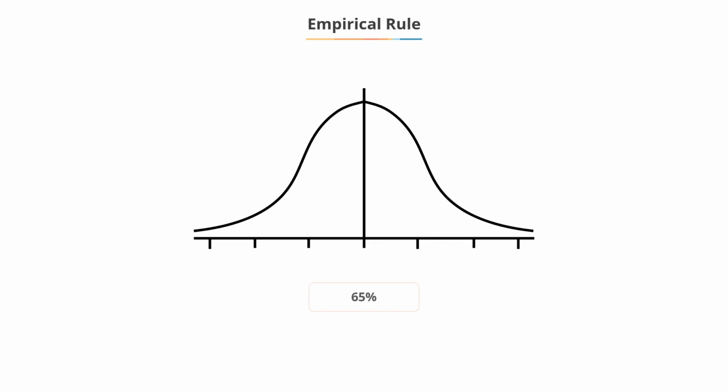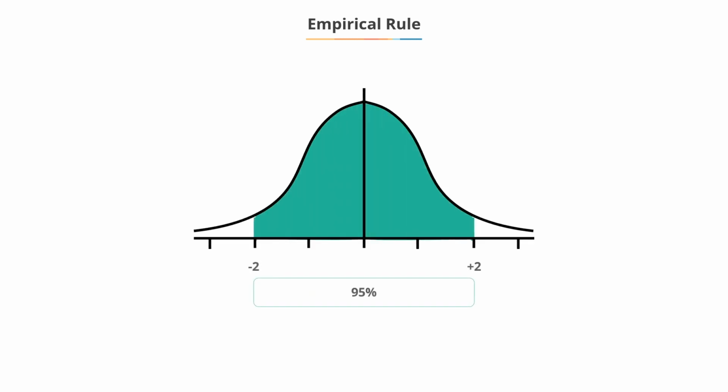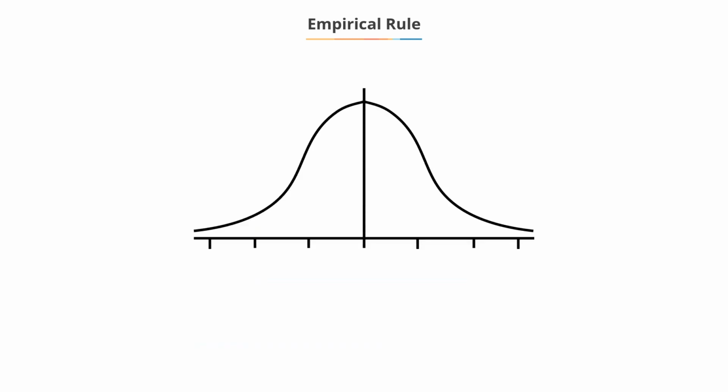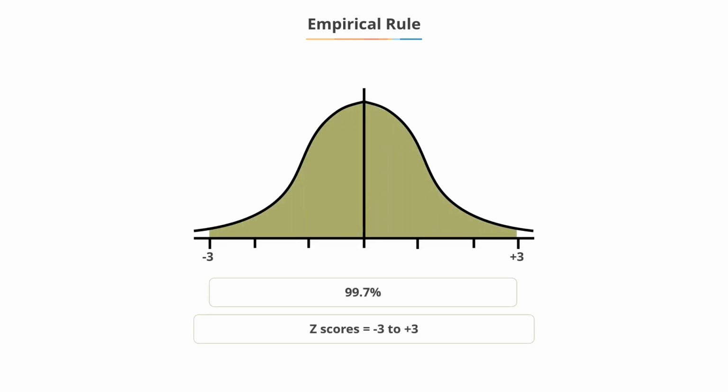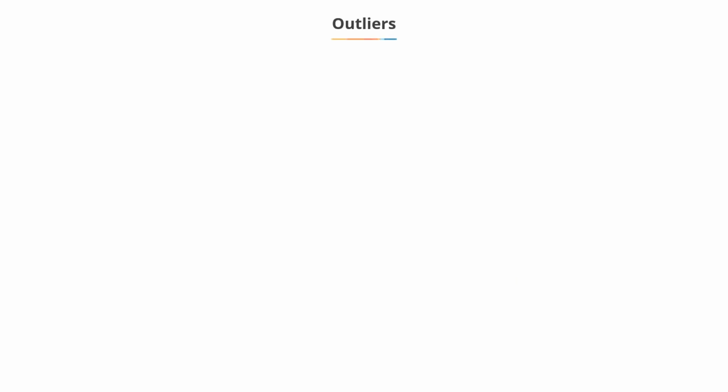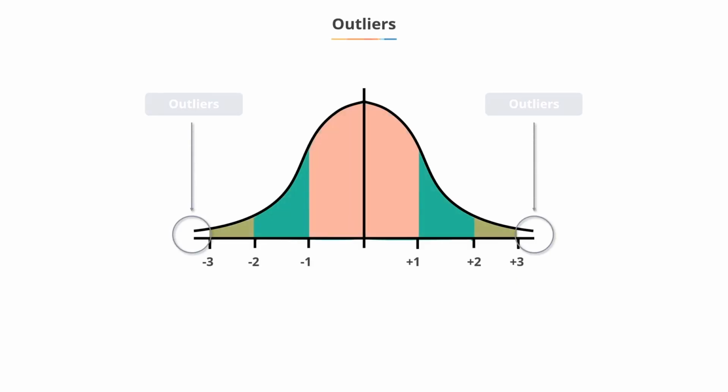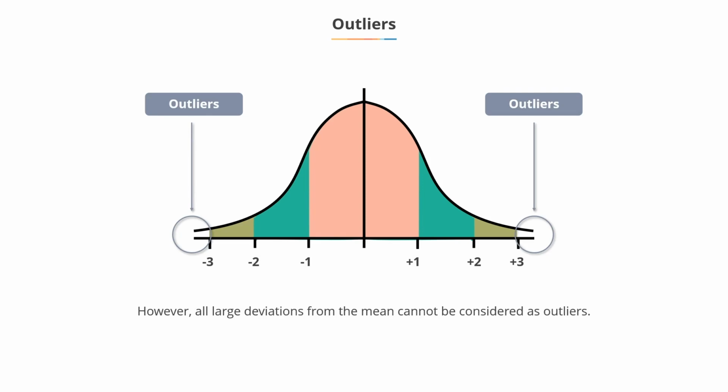The empirical rule says that about 65% of the data have z-scores between -1 and +1, about 95% of the data have z-scores between -2 and +2, and about 99.7% of the data have z-scores between -3 and +3. However, when z-scores lie outside the range -3, 3, there is a strong possibility of an outlier.